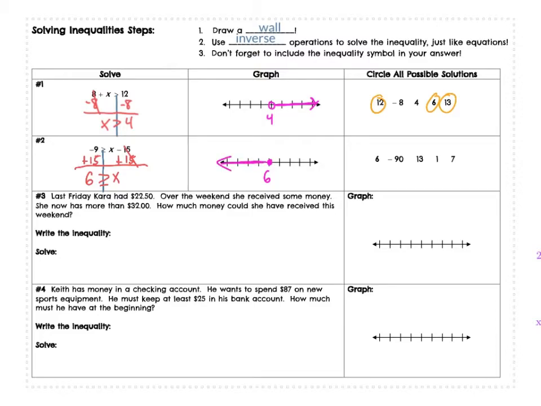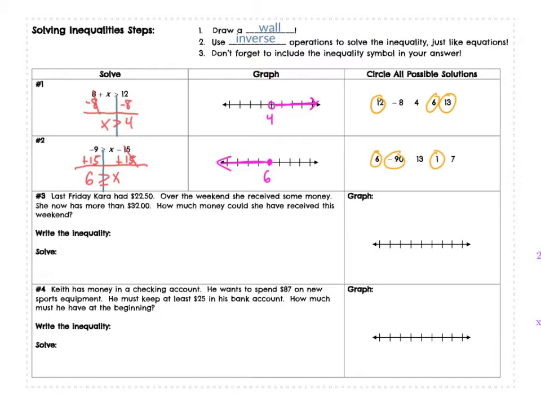And now I need to figure out solutions. So is 6 less than or equal to 6? Well, luckily it says equal to, so it is a solution in this particular case. Is negative 90 less than 6? Yes. Is 13 less than 6? No. Is 1 less than 6? Yes. Is 7 less than 6? No. So those are all the solutions to my inequality.